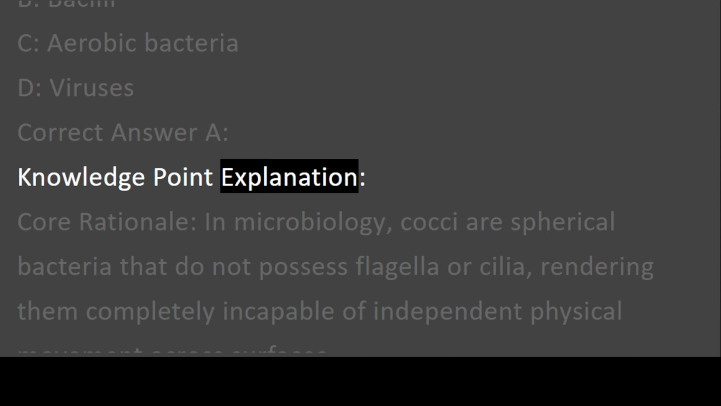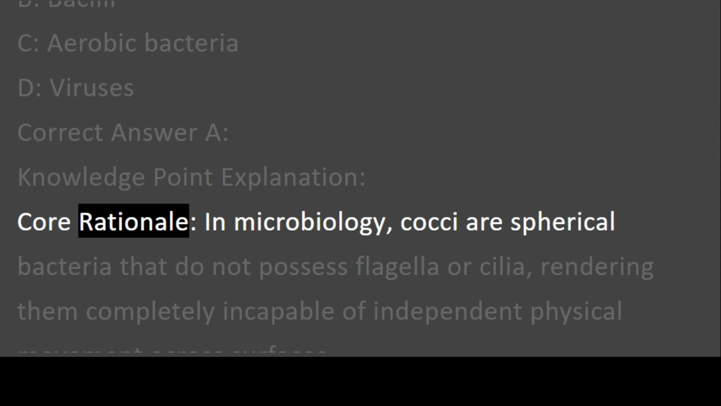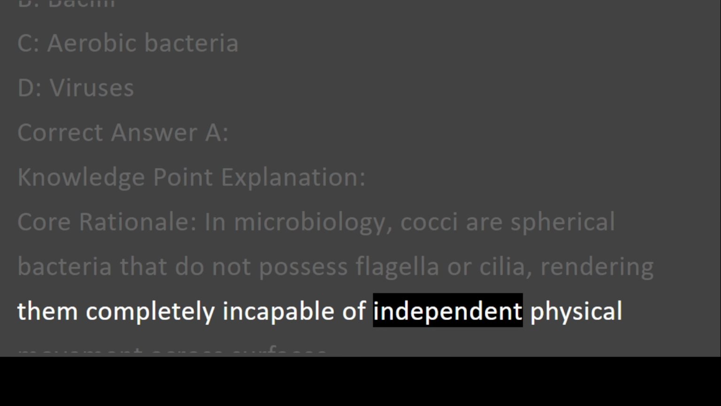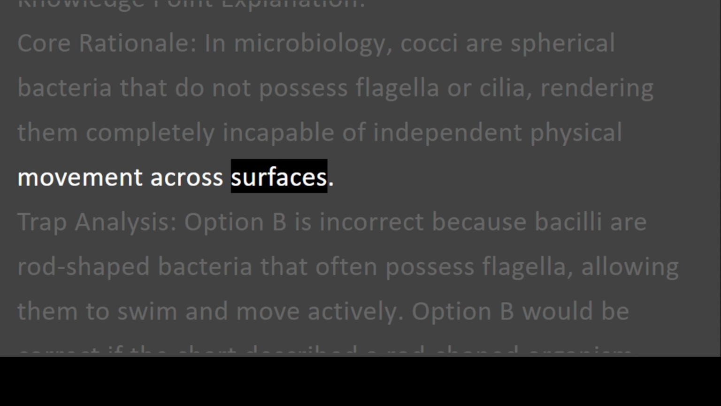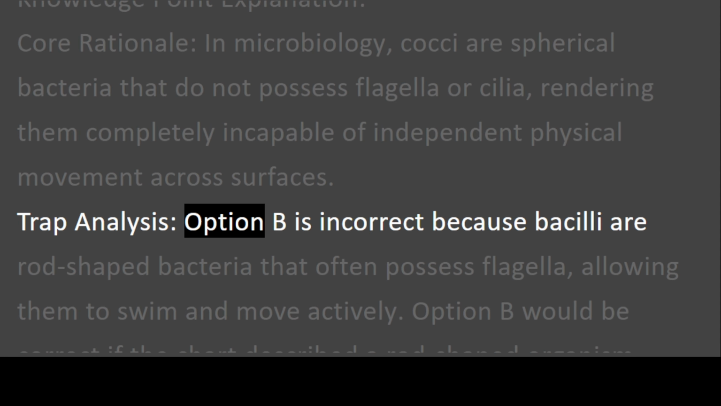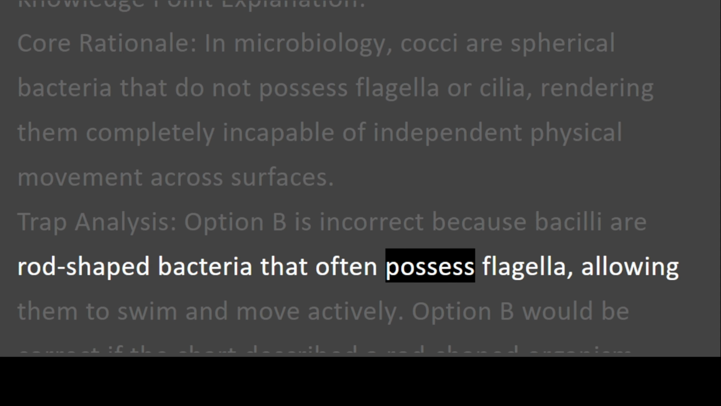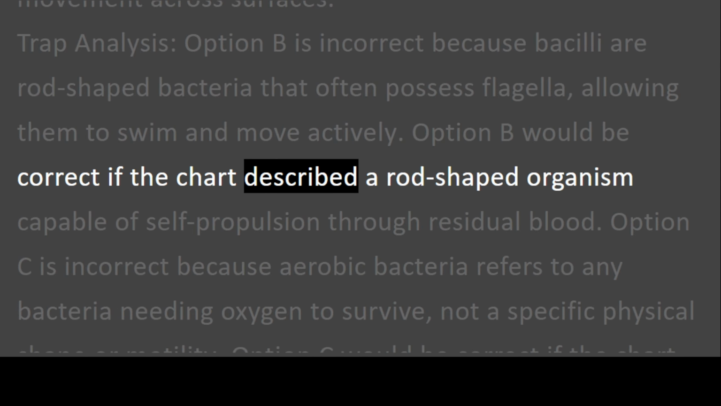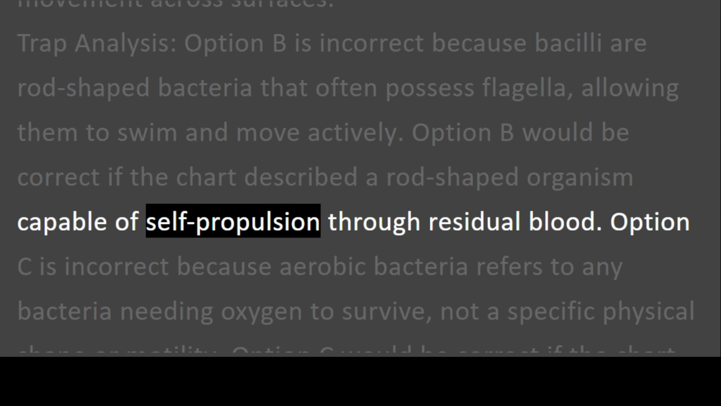Knowledge point explanation. Core rationale. In microbiology, cocci are spherical bacteria that do not possess flagella or cilia, rendering them completely incapable of independent physical movement across surfaces. Trap analysis. Option B is incorrect because bacilli are rod-shaped bacteria that often possess flagella, allowing them to swim and move actively. Option B would be correct if the chart described a rod-shaped organism capable of self-propulsion through residual blood.